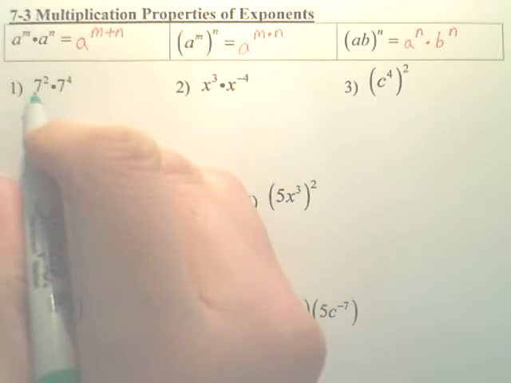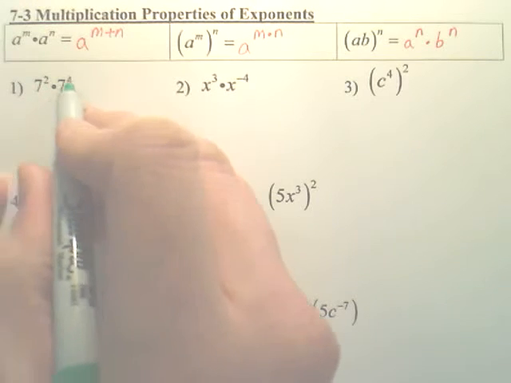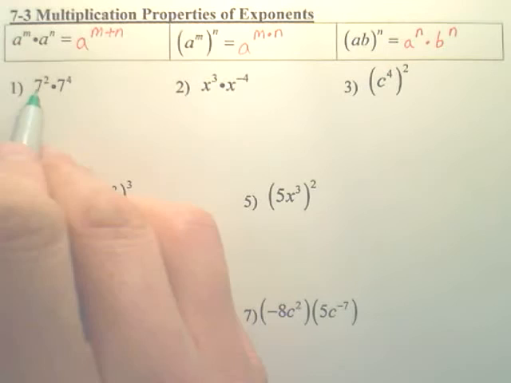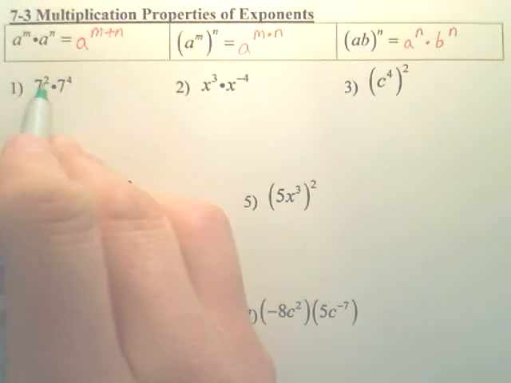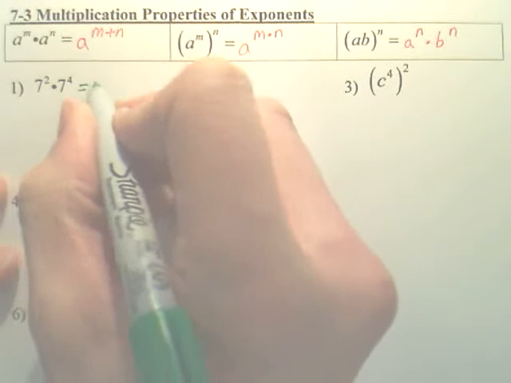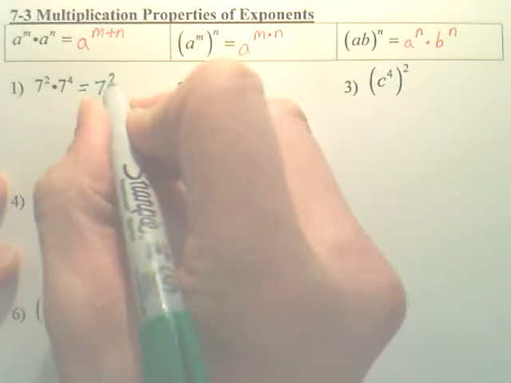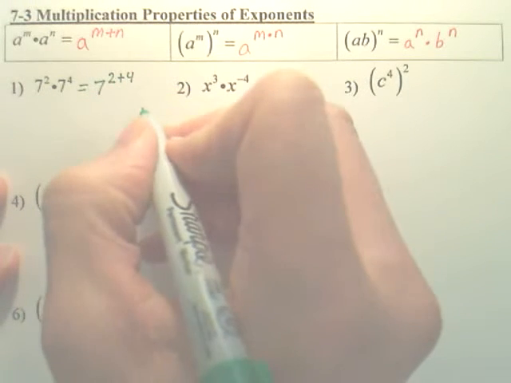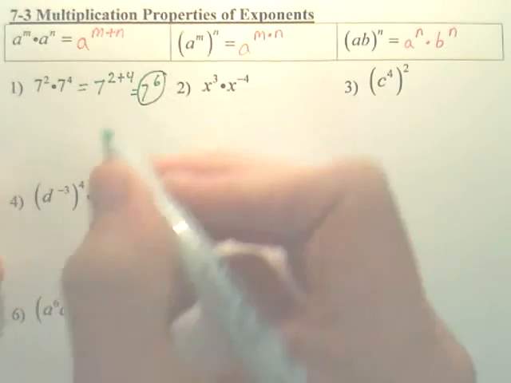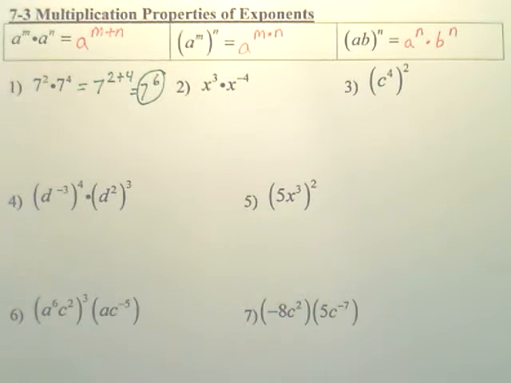Number 1, 7 squared times 7 to the 4th. What you should notice when you look at these problems is that they both have the same base, and so according to what this says, you just add the exponents. So my answer is just simply going to be 7, and then you add these, so it looks like 7 to the 6th. And we'll leave it like that. I'm not going to worry about multiplying 7 6 times.